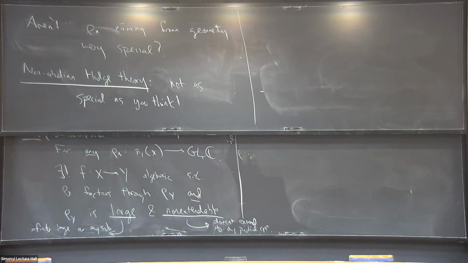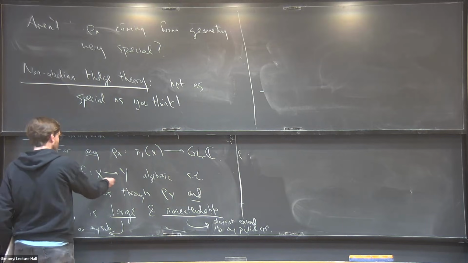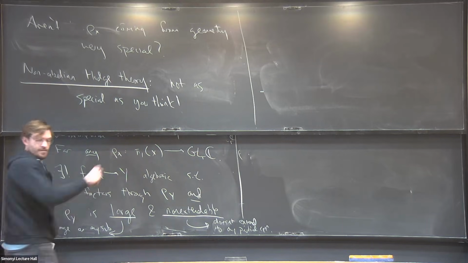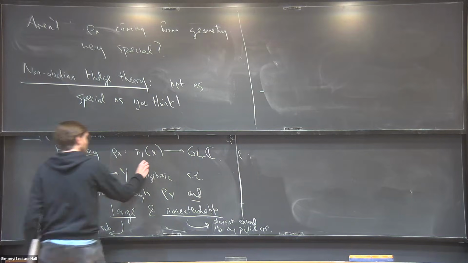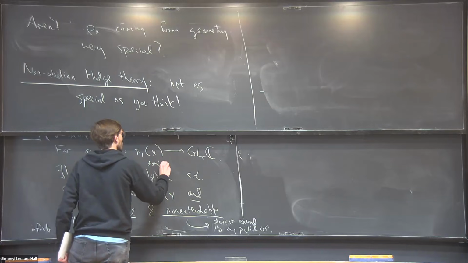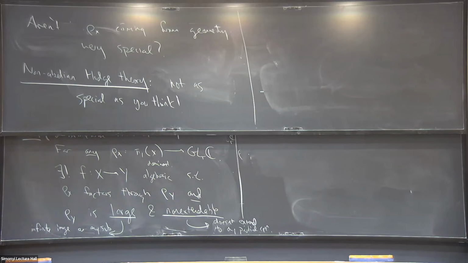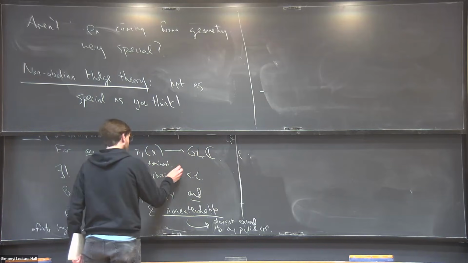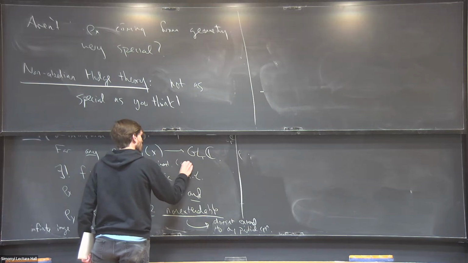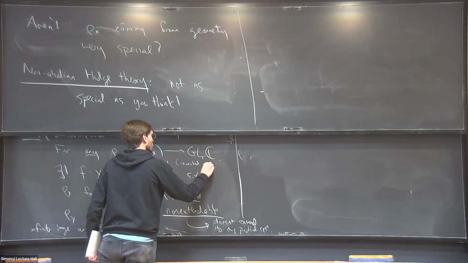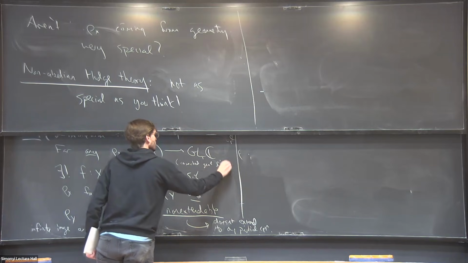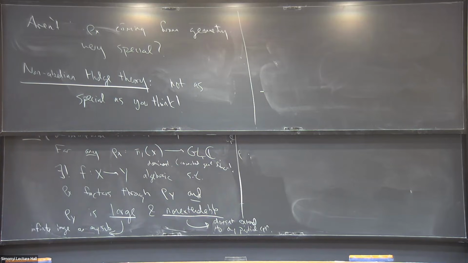Sorry, I'm trying to cram it in. But F with dense image. Sorry, yeah, this is just a dominant map. Yes, yeah. This is dominant. Thank you. And it has connected general fibers, connected. Yeah, that's good. Otherwise, it wouldn't necessarily be unique.